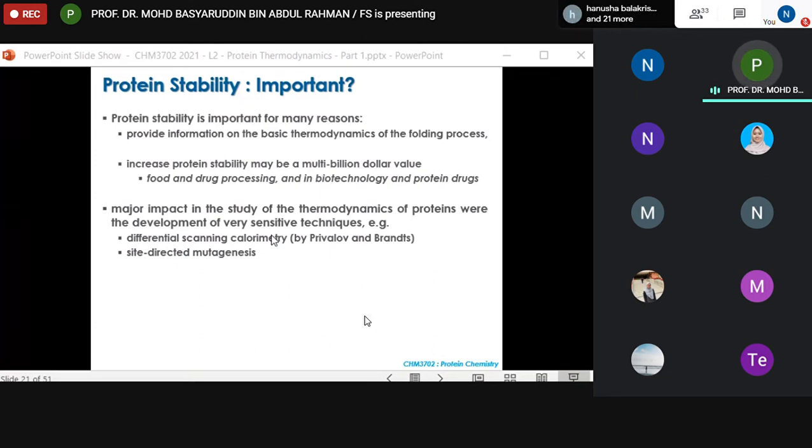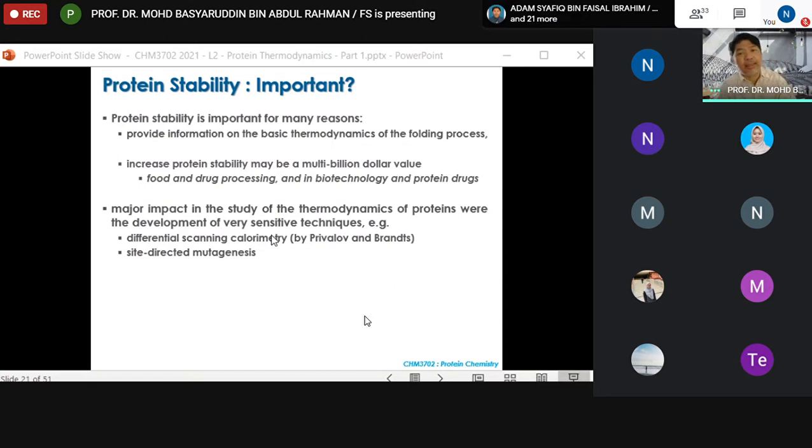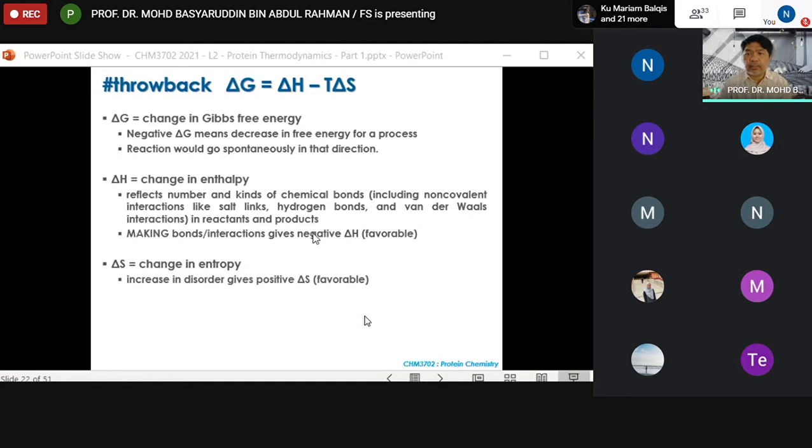This is, for example, site-directed mutagenesis, then directed evolution. So everything is related to the understanding of protein stability that can lead to a new function or a better function if you want to use it for a certain application, right?